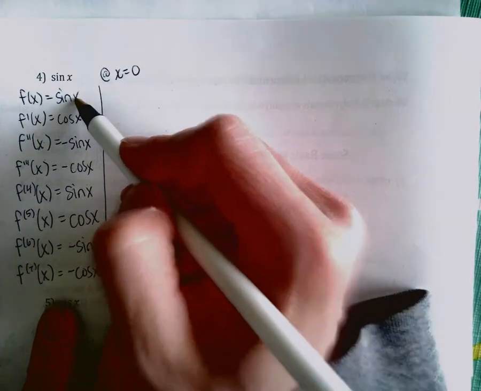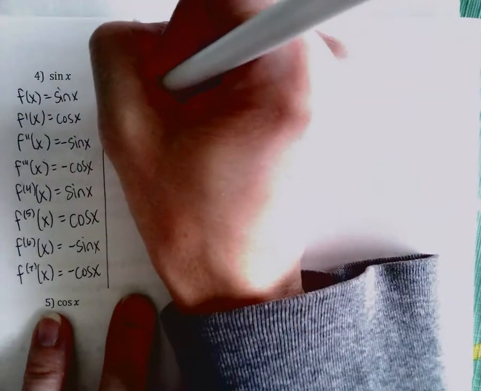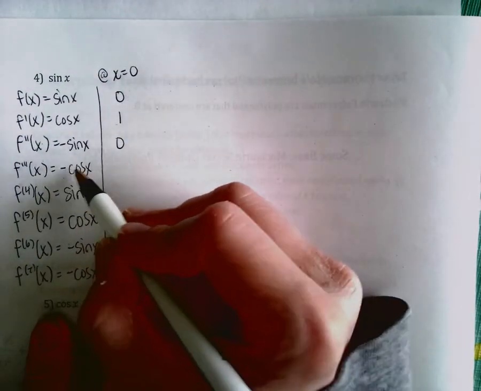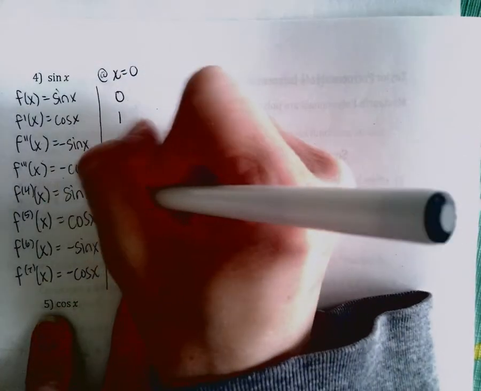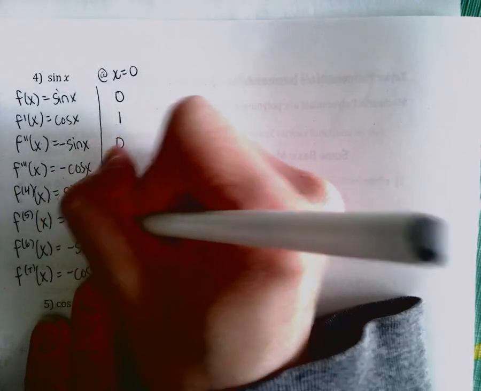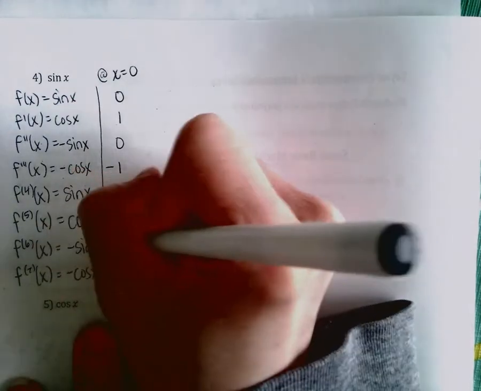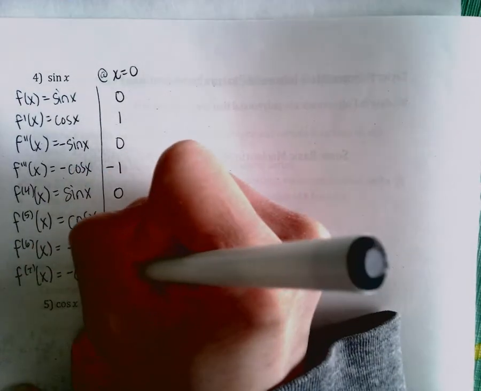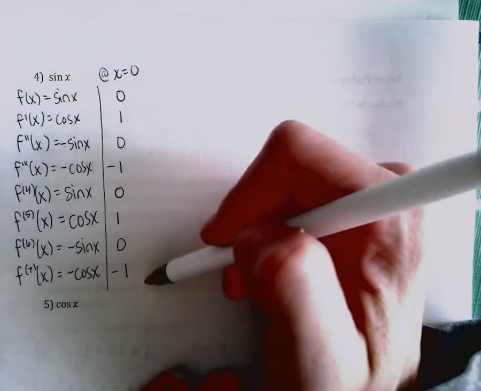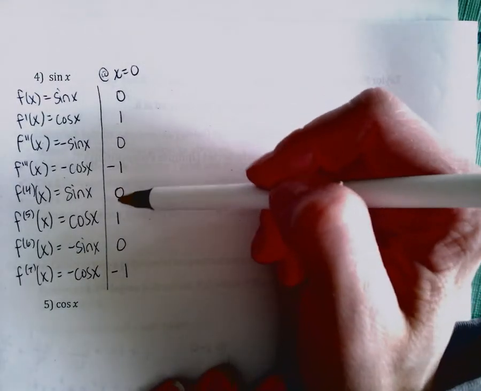The sine of 0 is 0. Cosine of 0 is 1. Sine of 0 is 0. Negative cosine 0 will be negative 1. Sine of 0 is 0. Cosine of 0 is 1. Negative sine 0 is still 0. Negative cosine 0 is negative 1. So kind of has this pattern, 0, 1, 0, negative 1, 0, 1, 0, negative 1.